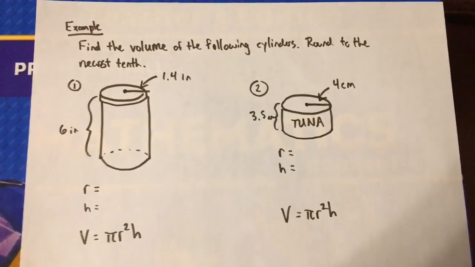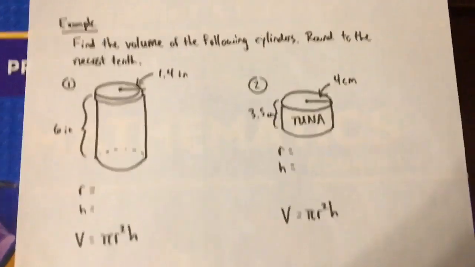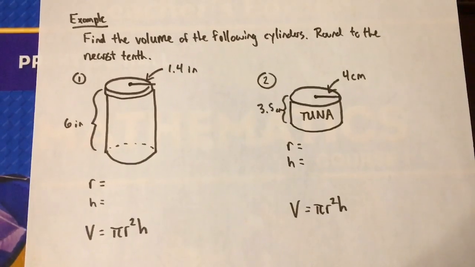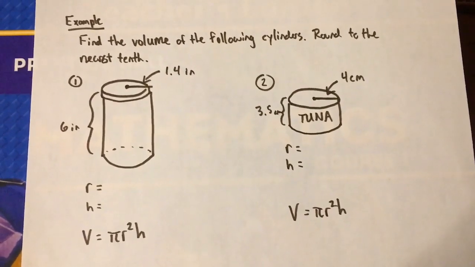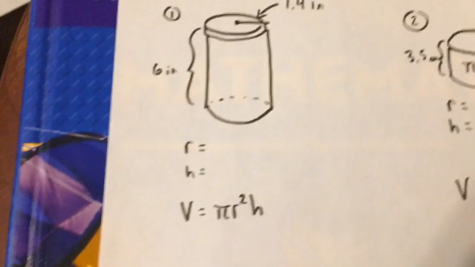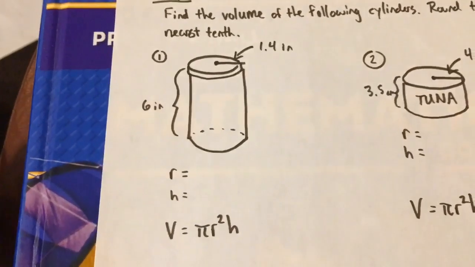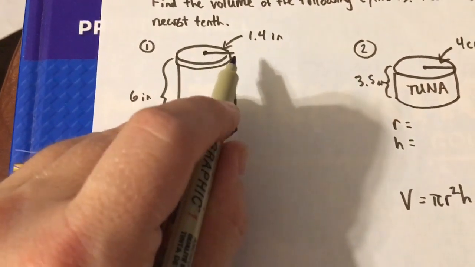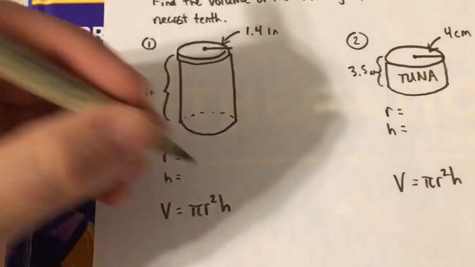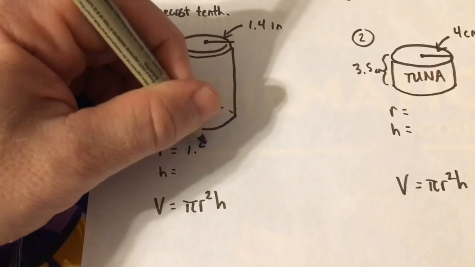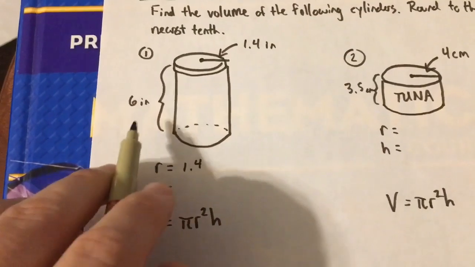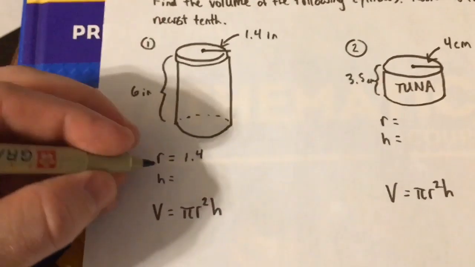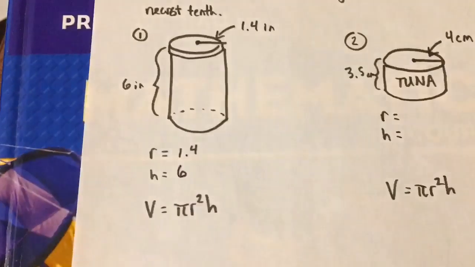Let's move on to our next set of examples. In these problems, we're going to find the volume of each of these cylinders and round our answer to the nearest tenth of a place value. So let's start with number 1. So the first thing we're going to do is identify the radius and the height. So the radius is indicated by this line segment up here. So r is equal to 1.4. And then our height is indicated by the distance that separates our circular bases. So h is equal to 6.